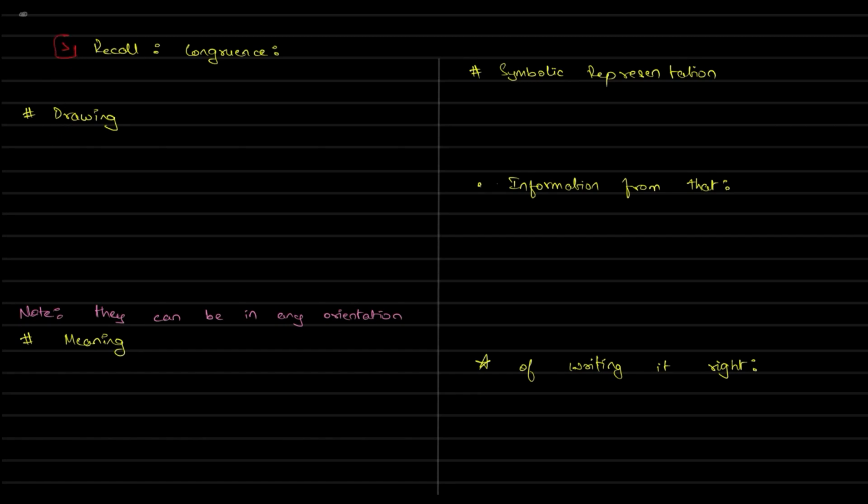Congruency. So what is congruency? Congruence deals with shape and size. If they are the same, the objects or figures are said to be congruent. It's as simple as that.